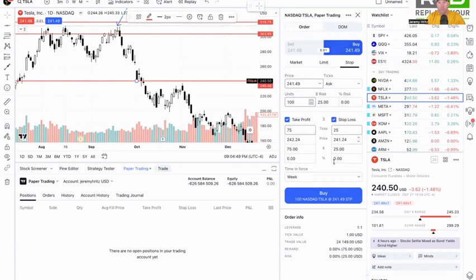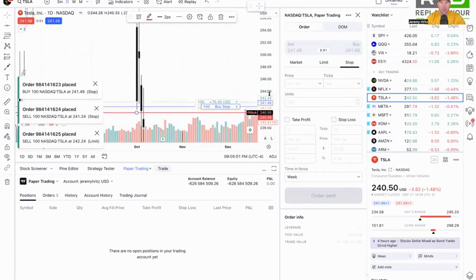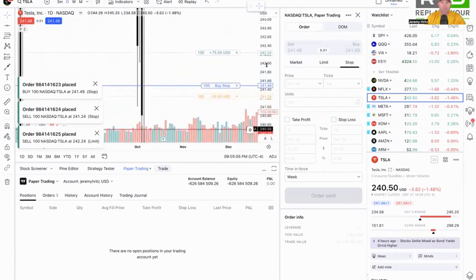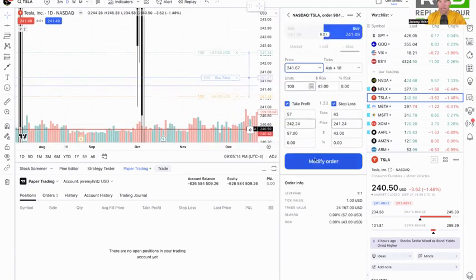Yeah, then you choose time in force, if it's a day trade or a swing trade, and then you just click buy, and then it's going to put those numbers on your chart. Now, I didn't really set anything up. I just entered it, but you could see here's the buy. We want to buy at 241.49. Now you can drag and drop that and change that at any time.